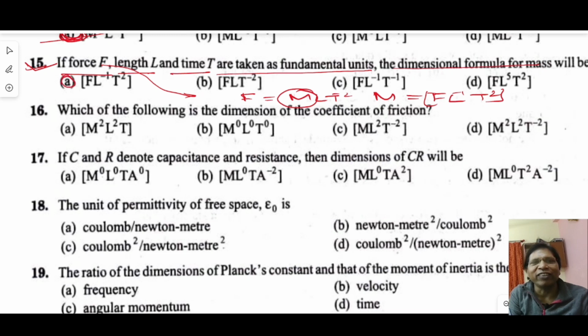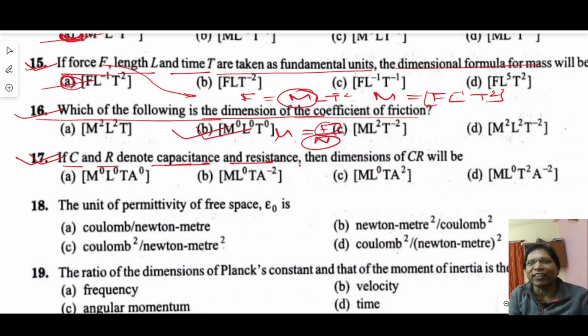Okay, understood? Now question number 16. Which of the following is the dimension of coefficient of friction? Look at this, coefficient of friction is the force by normal reaction. Both are forces, so it is dimensionless. Okay. Now question number 17. If C and R denote the capacitance and resistance, the dimension of CR is time. This is also known as the time constant. Now which is the time? Look at this, option A is correct.